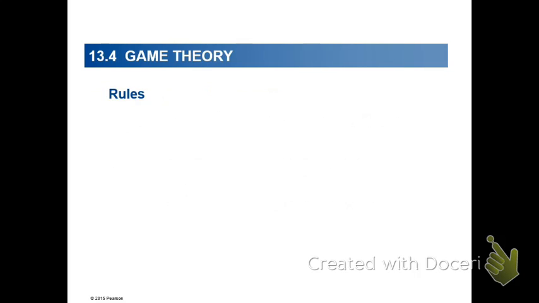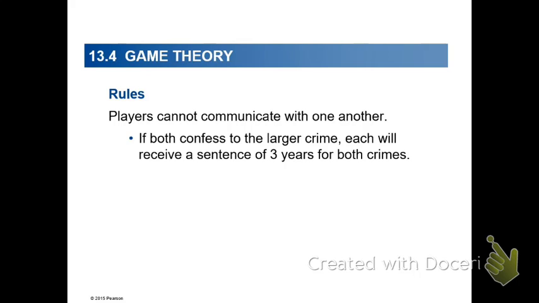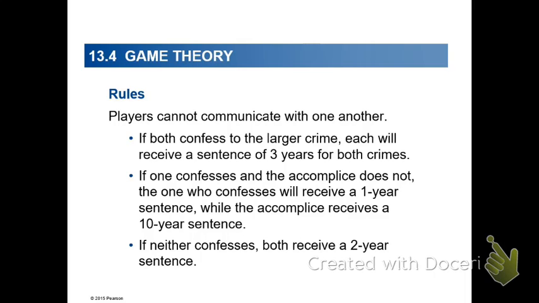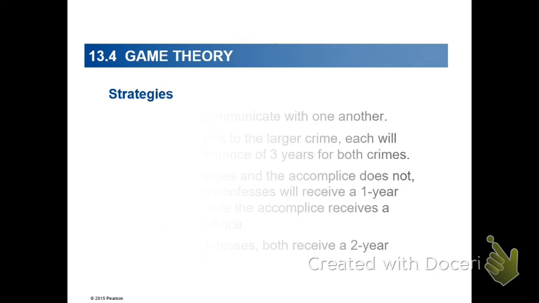Okay. So let's first look at the rules of the game. The rules of the game are that players cannot communicate with one another. If both confess to the larger crime, each will receive a sentence of 3 years. If one confesses and the accomplice does not, then the one who confesses will receive 1 year, and the accomplice who did not confess is going to get 10 years. It's a long sentence. If neither of them confesses, both will receive 2 years. So those are very interesting rules.